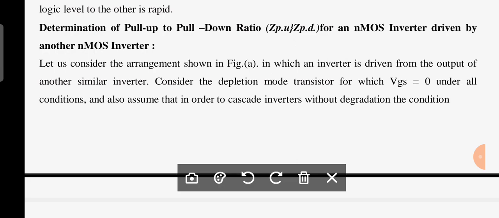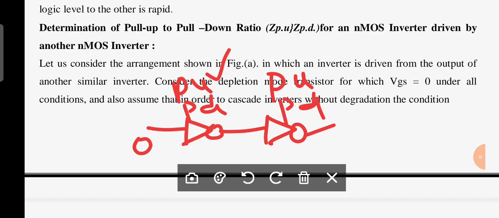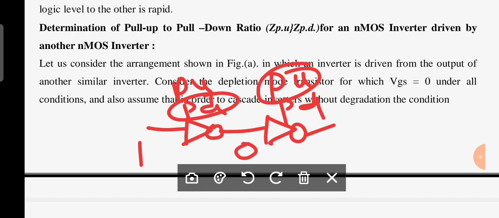Similarly, I will show it in the form of symbols. Now you can observe, don't forget, here pull-up is there and pull-down is there. Here also pull-up is there and pull-down is there. If 0 is given, only pull-up turns on and the output is 1. Here the pull-down turns on. Is it clear? If 1 is given, only pull-down turns on and the output is 0, and here only the pull-up turns on. Any one of the transistors is going to turn on.